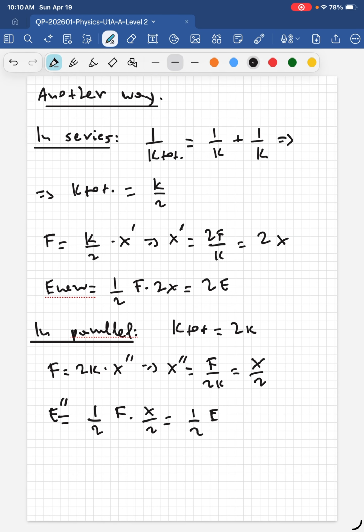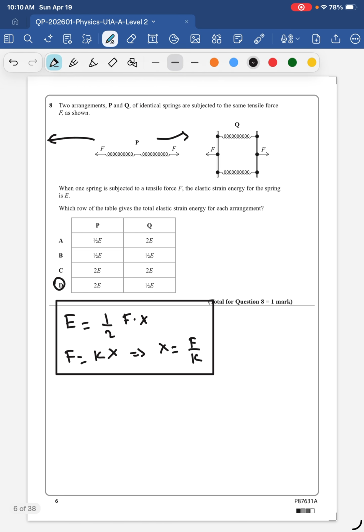Again we arrive at the same answer, but notice that there is an easier way as well. In option C, P and Q store the same energy, so that's immediately wrong. You can eliminate that. And you can also eliminate B for the same reason, because they cannot have the same energy stored. So the only possible answers are those where P and Q differ, but you have to remember that in series, you have a softer system.